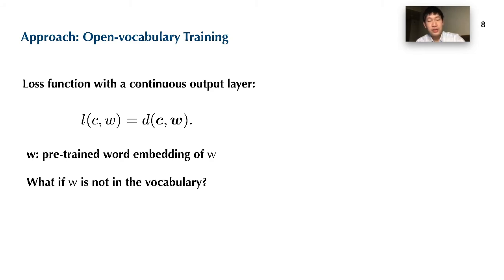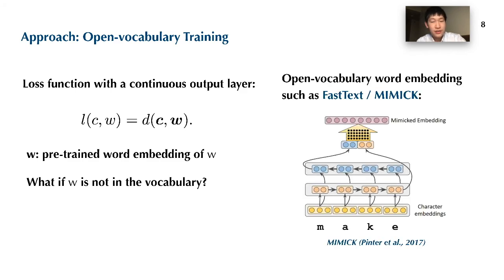When using the continuous output layer, we assume access to a pre-trained word embedding. What if the target word is not in the vocabulary of the pre-trained embedding? We resort to open vocabulary word embeddings, such as fastText and MIMICK. They use subword or character level information to provide embeddings for novel words. With such techniques, we can essentially train our language model without truncating our vocabulary, as we can calculate word embeddings for novel words on the fly.